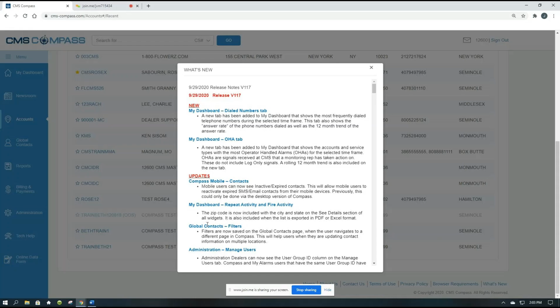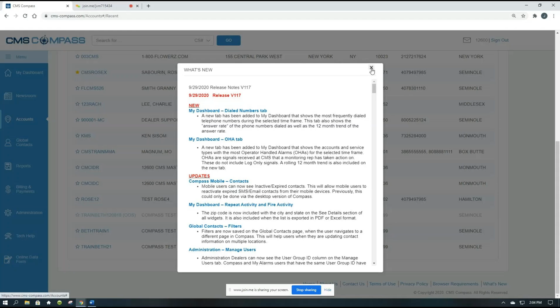A couple nice ones are global contact filters. We are keeping the filters in play until you actually delete the filter or clear it, and that makes it really nice for you. If you're doing updates to a contact, you can go to the location page, make your update, go right back to the global contacts, and your filter is still in place. You don't have to keep redoing your filter. And there's a couple other things you can look at as well, like Compass mobile contacts and that type of thing.